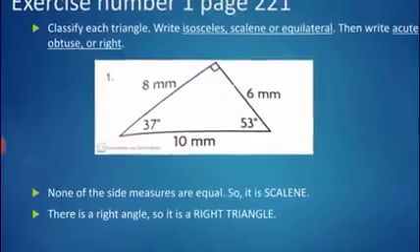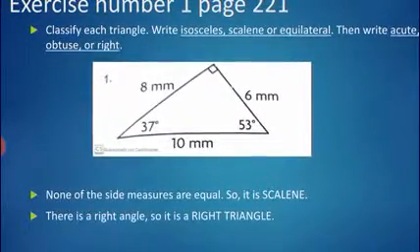We begin with the sides. We have one side of 8, one side of 6 and one side of 10. So the three side measures are different, okay? None of the sides are equal. So it is scalene. When we have no congruent sides, we have a scalene triangle.